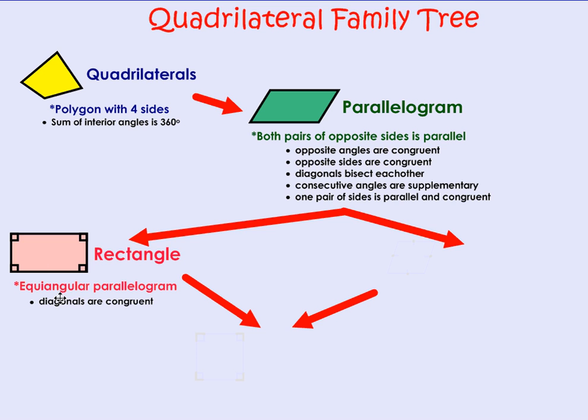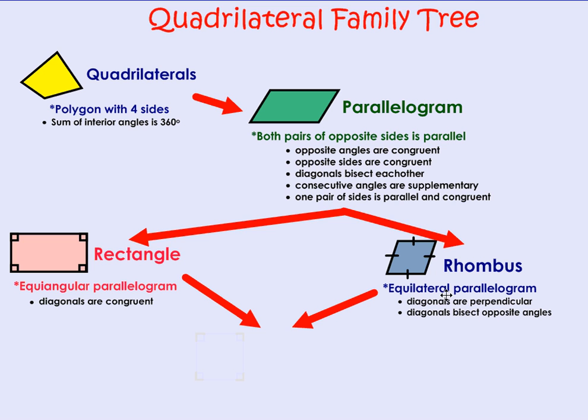Rectangles are equiangular parallelograms. In other words, all their angles are congruent. Now, a property of parallelograms that are rectangles is that they're going to have diagonals that are congruent. So we're going to list it under a property.